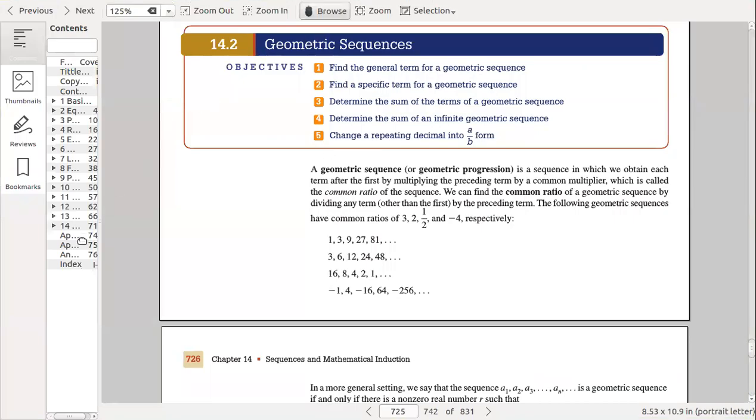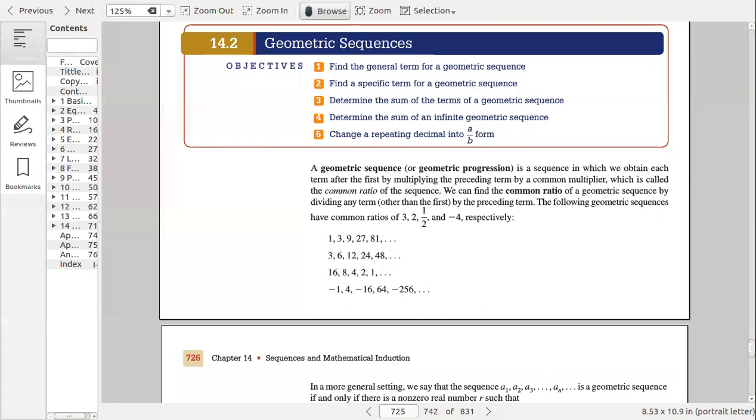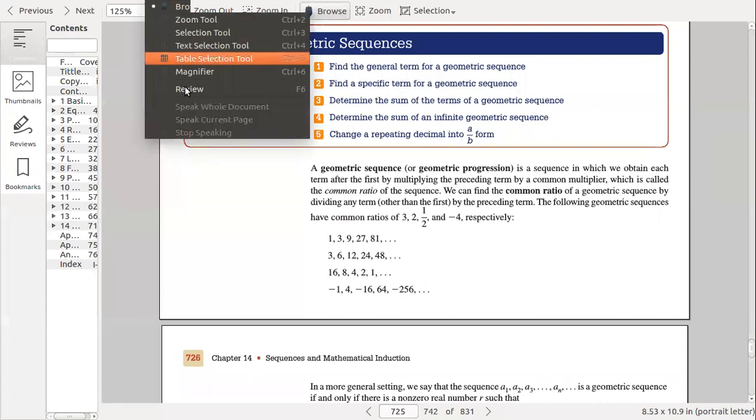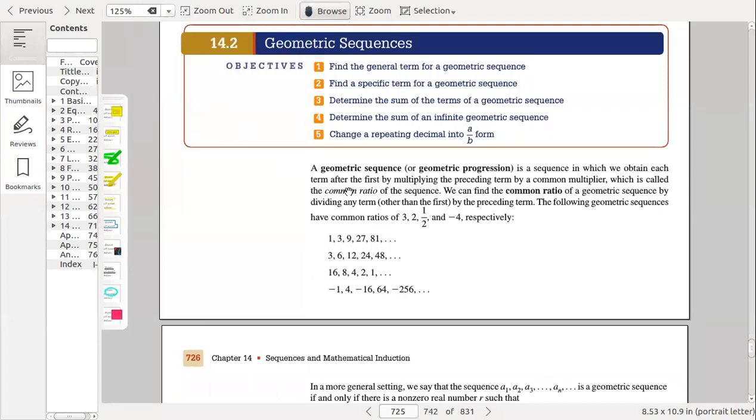Okay, so we start with the geometric sequence. A geometric sequence or geometric progression is a sequence in which we obtain each term after the first by multiplying the preceding term by a common multiplier.